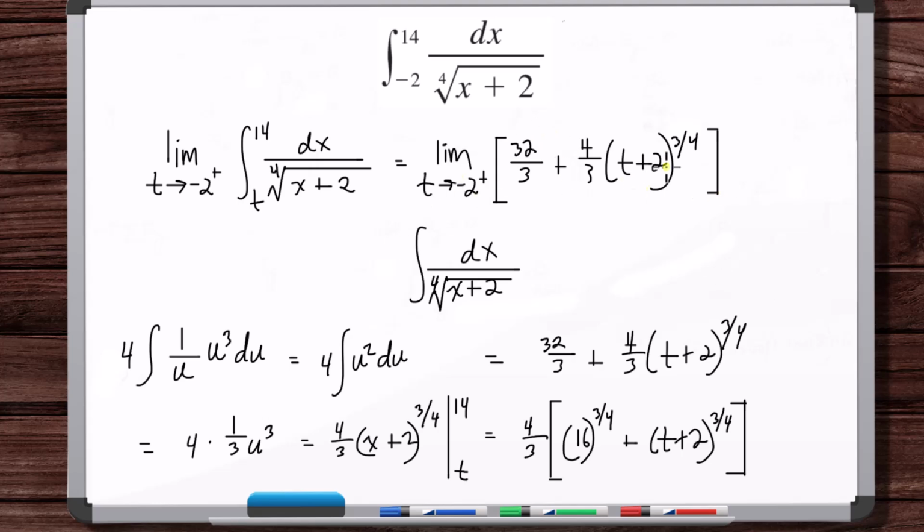All right, so we've got the limit as t approaches minus 2 from the right of 32 over 3 plus 4/3. Okay, so what does t plus 2 to the 3/4 approach? As t approaches minus 2 from the right, it's 0 to the 3/4. So this approaches 0. So 32/3 is what this entire limit approaches. This is equal to 32/3.